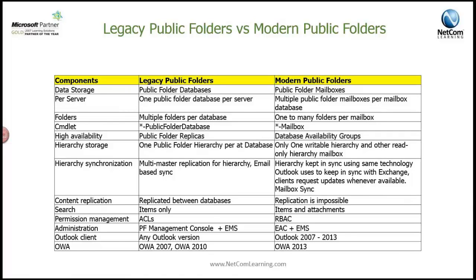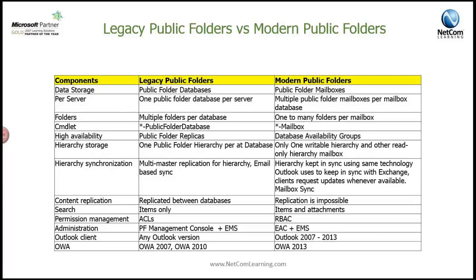All right. In terms of high availability, in legacy we had public folder replicas, and in Exchange 2013 modern public folders we have the database availability group. We can create up to 16 copies of the database which will have public folders. So to keep the public folders highly available, we need a database availability group installation. There's no other way to keep the high availability of the public folders. So that's the high availability.